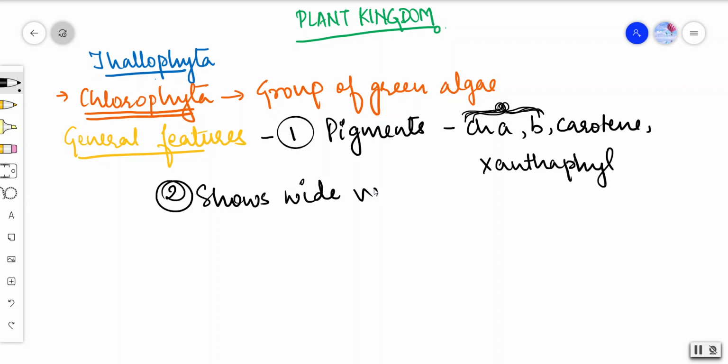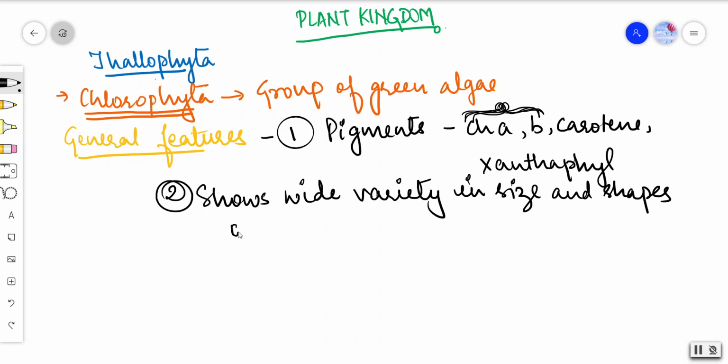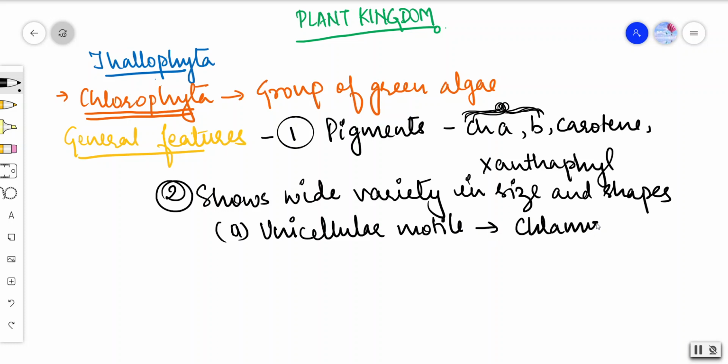They show a wide variety in size and shapes. I'm going to take some examples, and you will get clear with this point. Unicellular motile, like they are unicellular but motile. For example, Chlamydomonas type of algae. Clear?